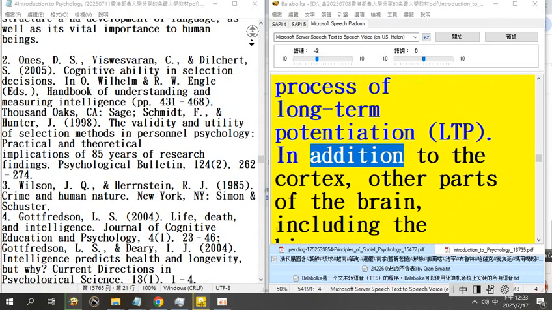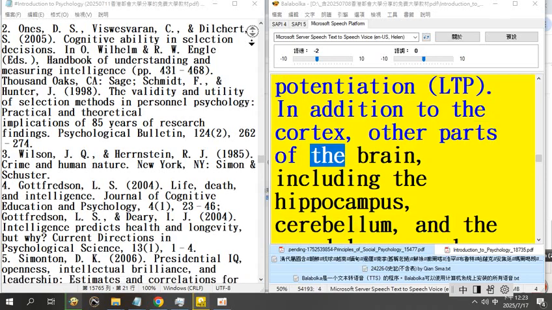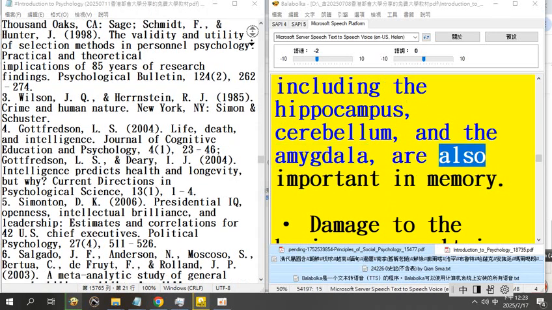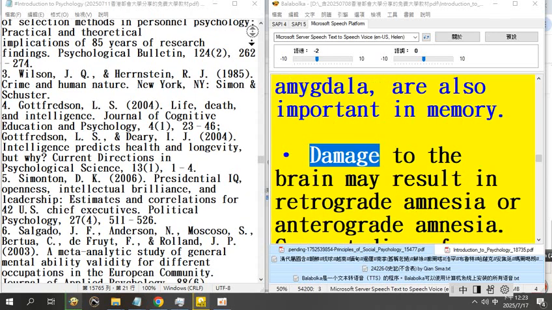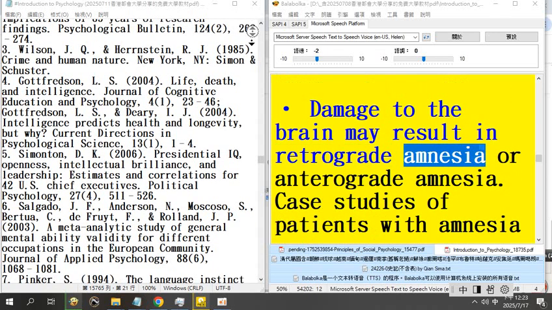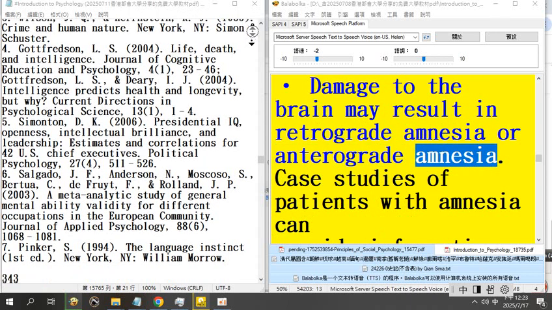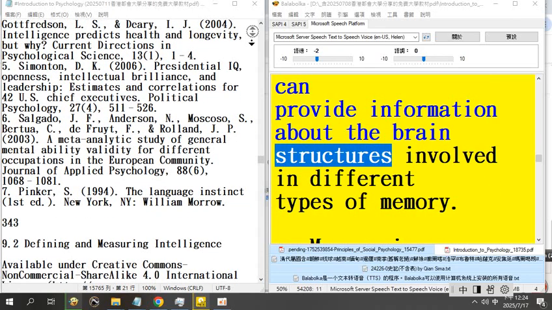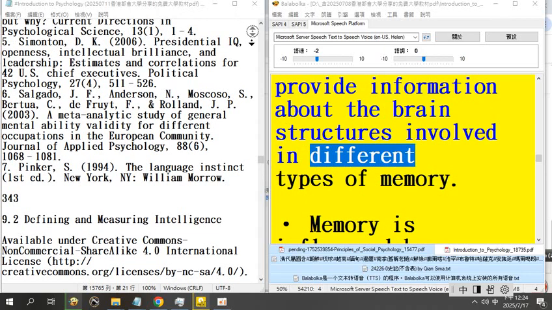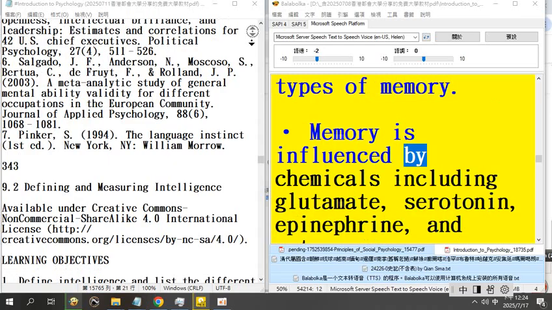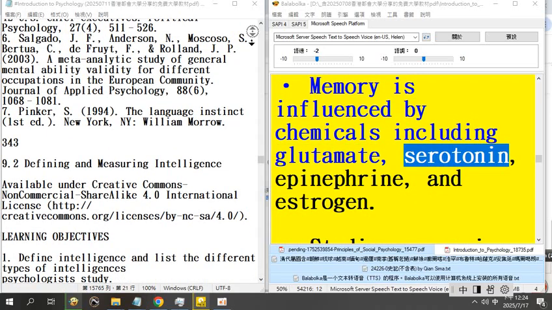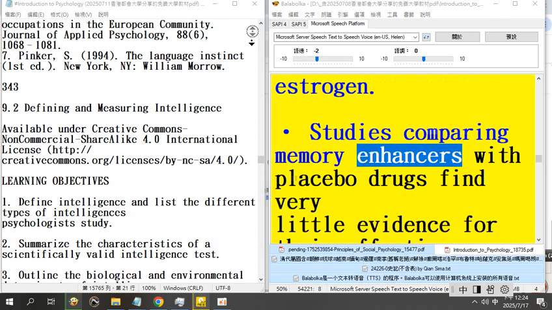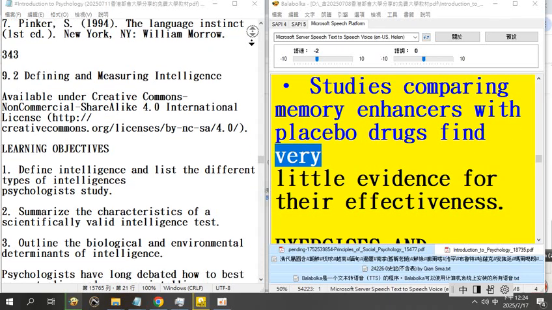In addition to the cortex, other parts of the brain, including the hippocampus, cerebellum, and the amygdala, are also important in memory. Damage to the brain may result in retrograde amnesia or anterograde amnesia. Case studies of patients with amnesia can provide information about the brain structures involved in different types of memory. Memory is influenced by chemicals including glutamate, serotonin, epinephrine, and estrogen. Studies comparing memory enhancers with placebo drugs find very little evidence for their effectiveness.